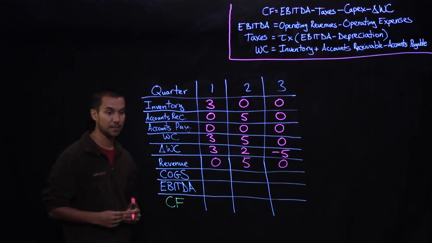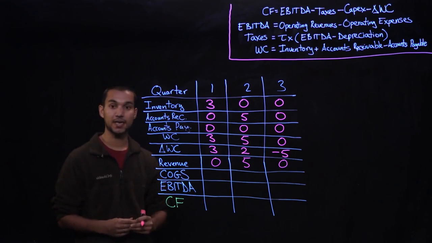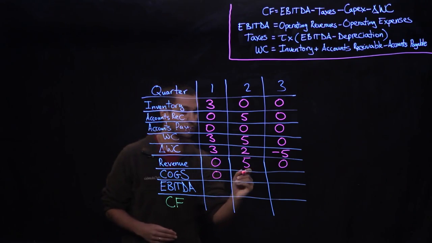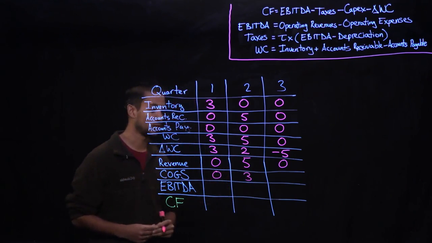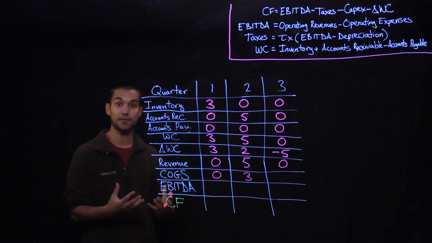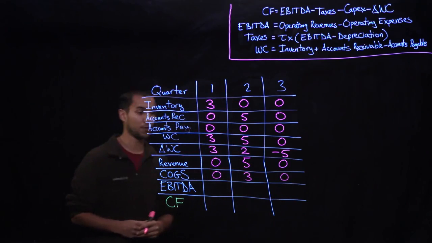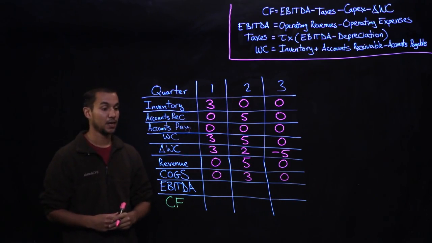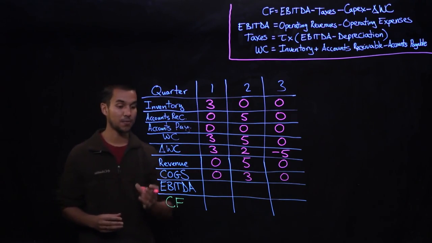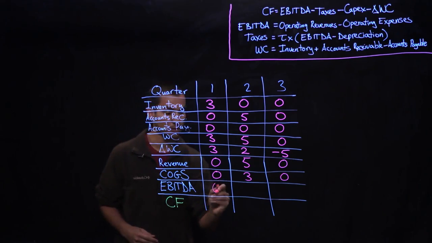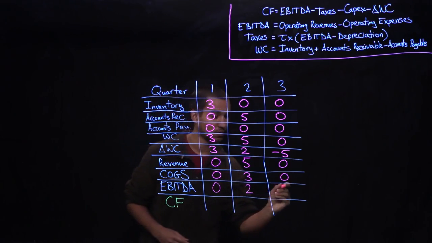Similarly, the same thing happens with our expenses, in this case, the cost of goods sold. And so our expenses would be recorded as $3 million in quarter 2, the amount we paid for this inventory, and 0 in quarter 3. And so calculating our operating income, our EBITDA, we subtract the expenses from the revenues. So we get 0, 2, and 0.